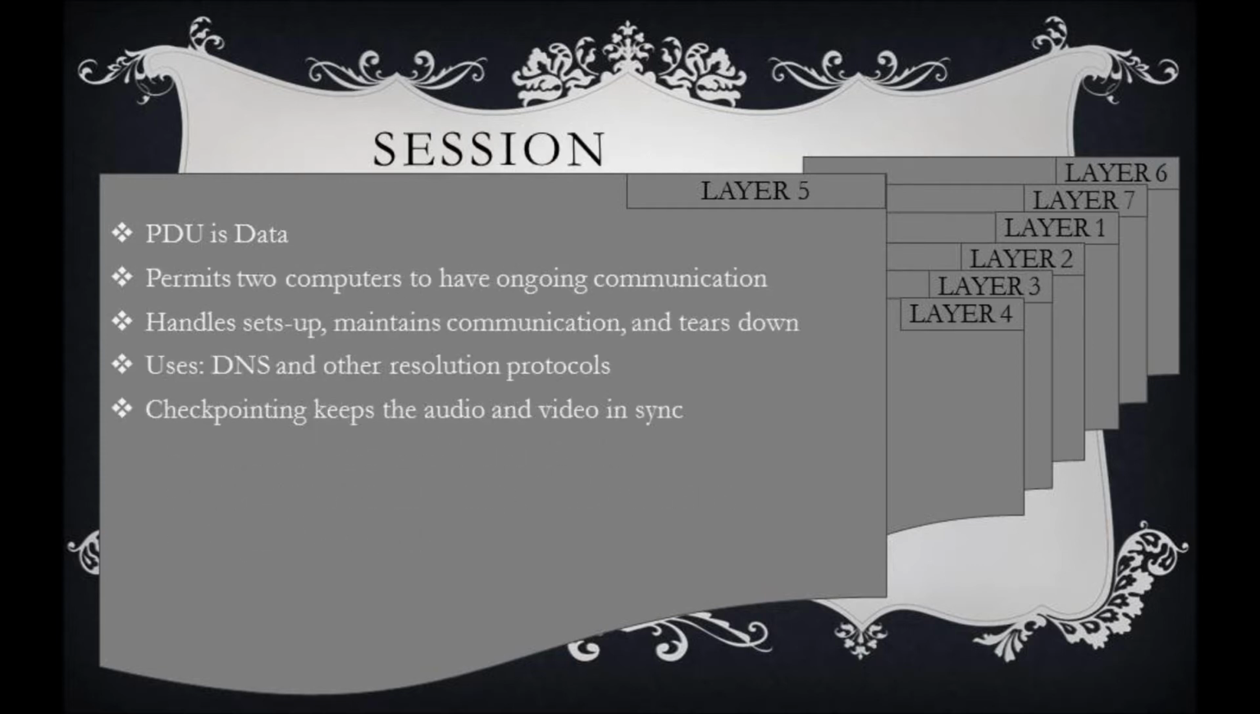Session Layer 5. At the session layer, the protocol data unit is still data. The session layer permits 2 computers to have ongoing communication, handles setups, maintains communications, and tears down sessions when they end. Uses domain name system and other resolution protocols. Checkpointing keeps the audio and video in sync. Checkpointing is a synchronization process between 2 related streams of data.